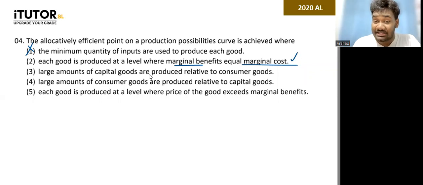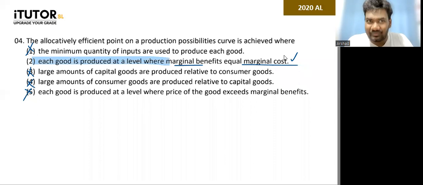Large amounts of capital goods are produced relative to consumer goods. That is not allocatively efficient. Large amounts of consumer goods are produced, no. Each good is produced at a level where price of the goods exceeds the marginal benefit. No. So which one is your answer, guys? Can you see how easy these MCQs are? There's nothing that I have to explain also, when you just look at the tute. If you have read through your tute and have at least a basic understanding of unit number 1, you can answer this. So that is also done. That is 2020.